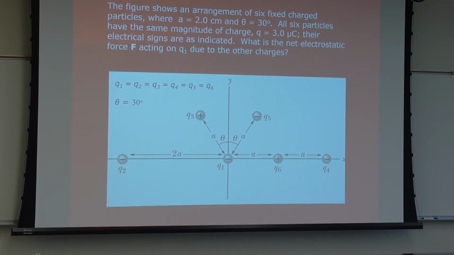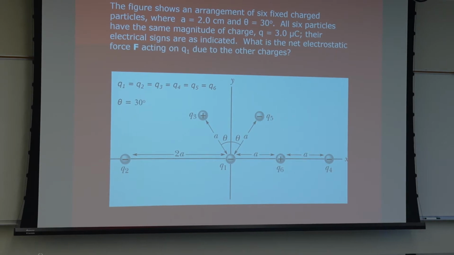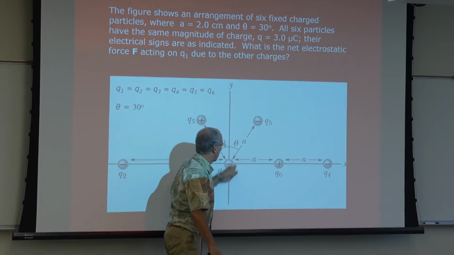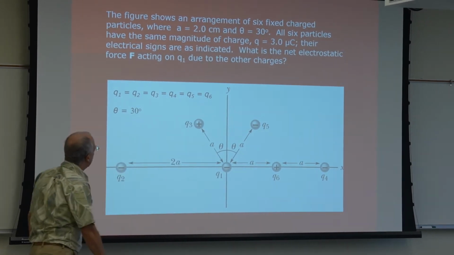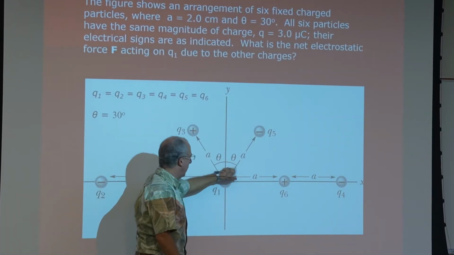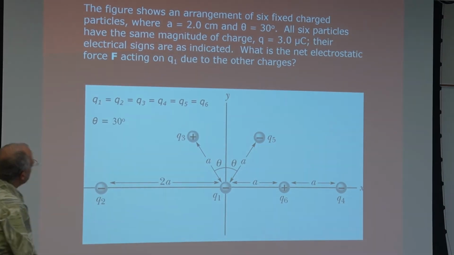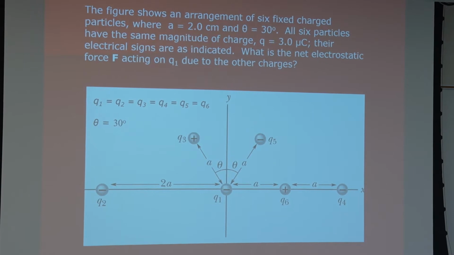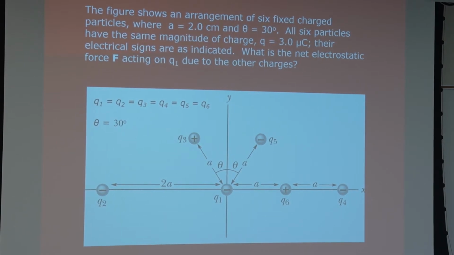The figure shows an arrangement of 6 fixed charged particles. So A is 2 centimeters, and the angle is 30 degrees. All 6 particles have the same magnitude of charge, 3 microcoulombs. Remember, micro is 10 to the minus 6. Their electrical signs are as indicated. What is the net electrostatic force F acting on Q1 due to the other charges?